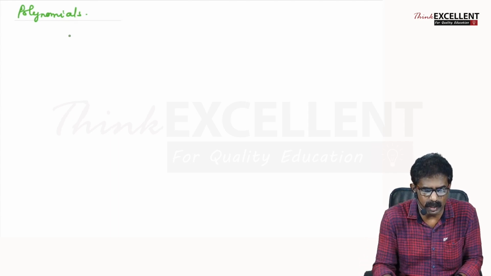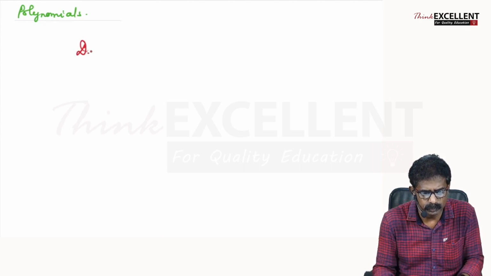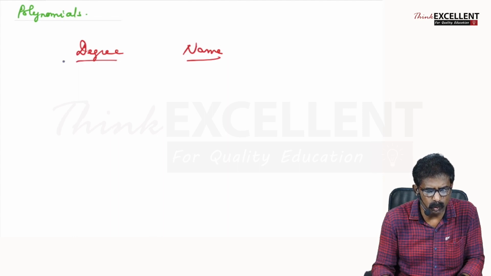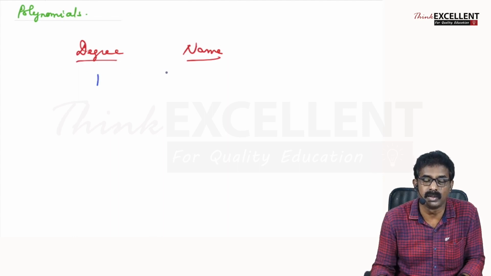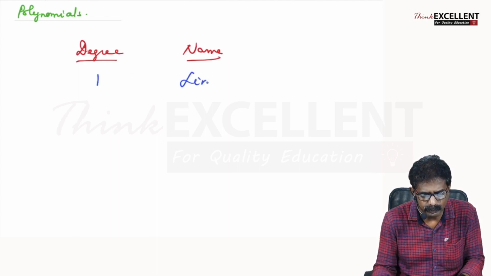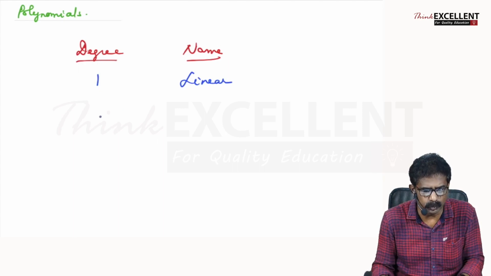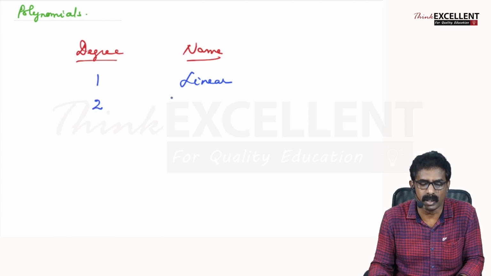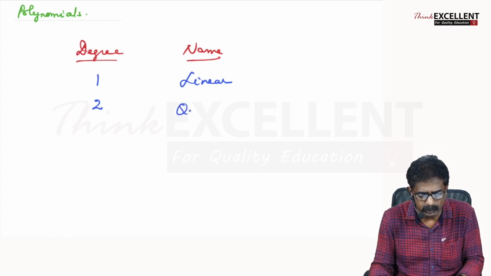If the degree is 1, just that one I am going to give first. Degree and name of the polynomial. If the degree is 1, you know it is what? Linear. It is a linear equation. If the degree is 2, familiar one, it is a quadratic, right? Quadratic polynomial.